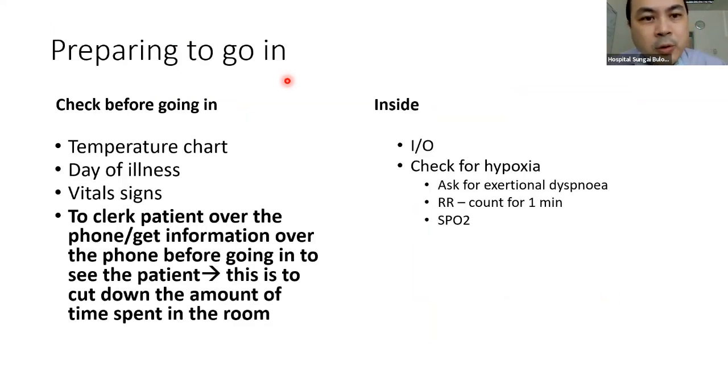What do we do before we go into the isolation area, close to the patient? We look at the vital charts, we check the day of illness, we look at the MEWS chart, and then if it's necessary to talk to the patient, it is better to phone them and get information before we even see the patient, so that once we go in, there is a targeted reason why we are going in. We are going in not just to get history. Most of the history can be gotten before you go in.